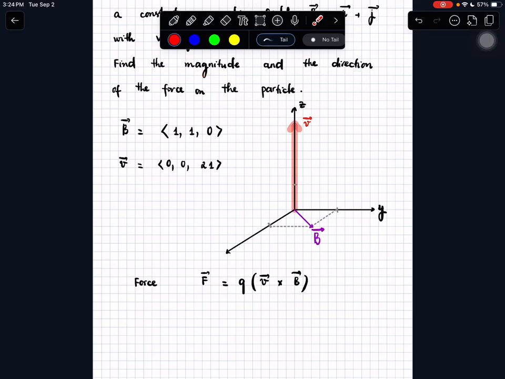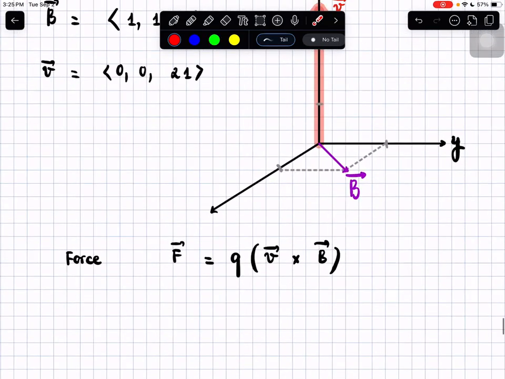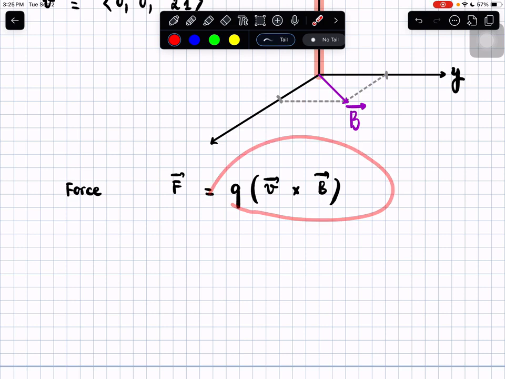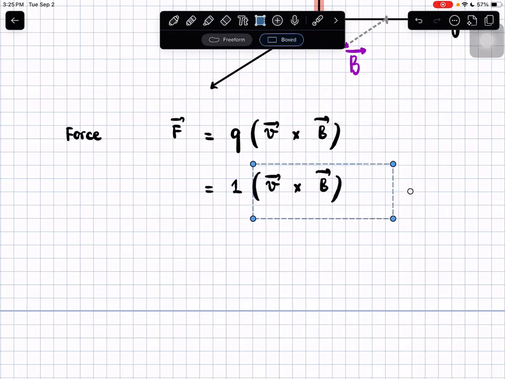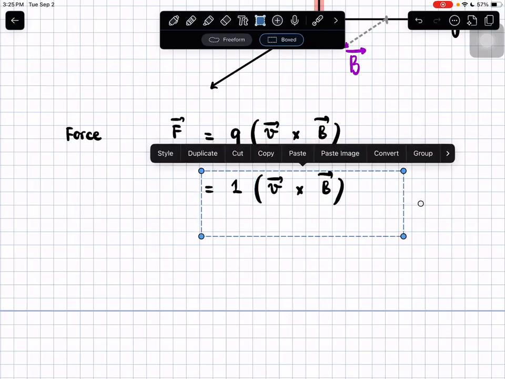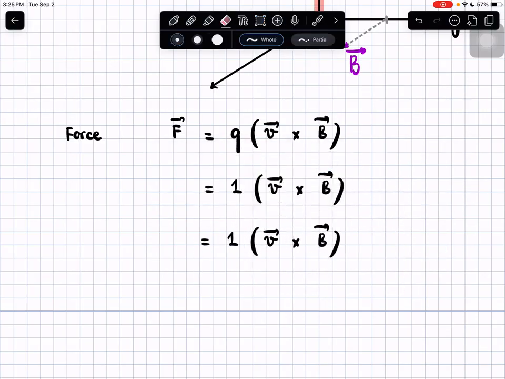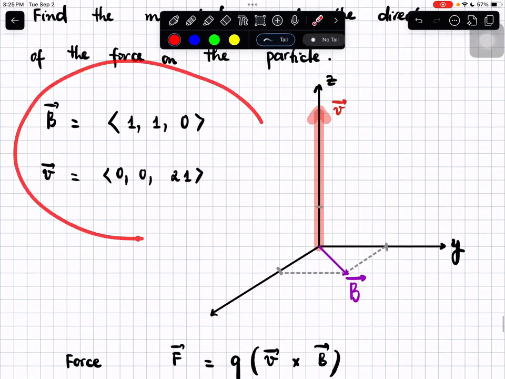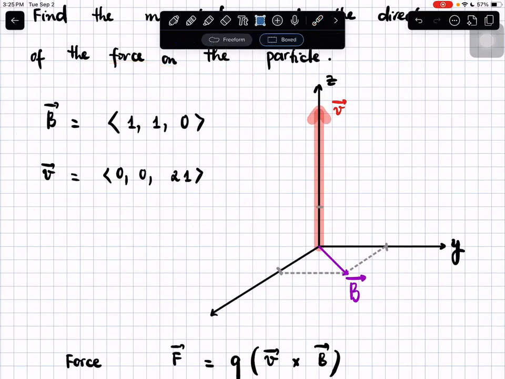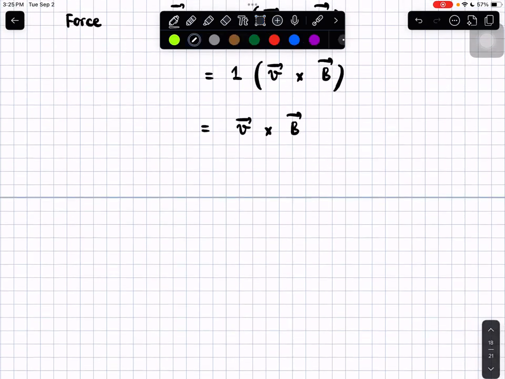There are two methods we can use. The first method is to compute the cross product directly using the determinant formula. In our case, Q is 1, so the force is exactly V cross B. All we need to do is compute V cross B, where V and B are given to us like that. So let's do the first method, Method 1.